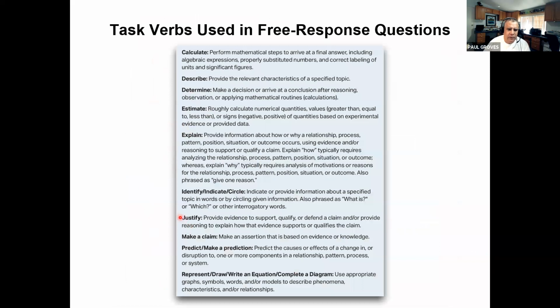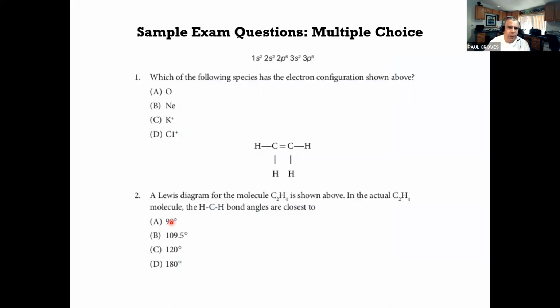When you talk about justify your answer, that's really talking about what it is that you are thinking. You're not just pulling this answer out of the air. What is your logic behind this answer? Now, we want to look at a few of these questions.